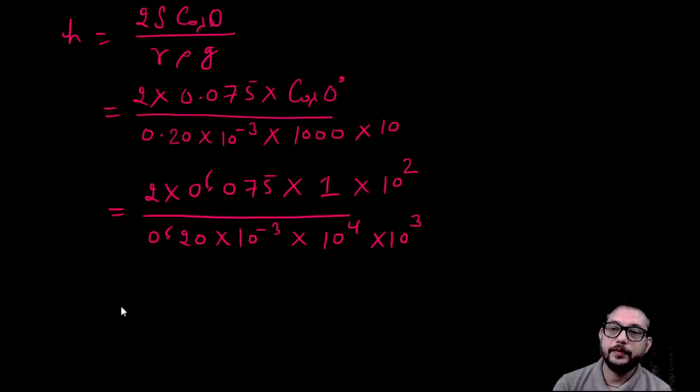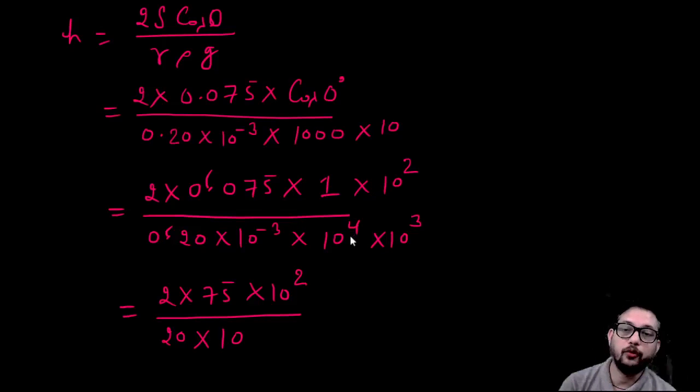Okay, so we can finally write it this way: 2 into 75 into 10 to the power 2, divided by 20 into 10 to the power 4, because 10 to the power minus 3 and 10 to the power plus 3 cancel out, only 10 to the power 4 remains.